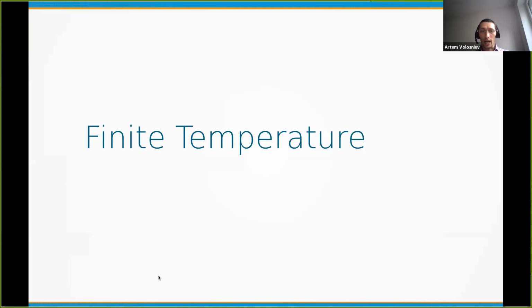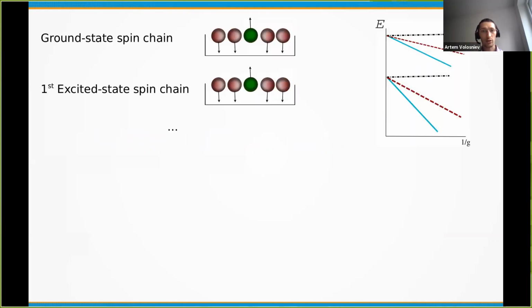All right, so now we will go to the finite temperature endeavor. Are there questions regarding the previous part? Okay, then let's move on. So finite temperature, how do we do that?